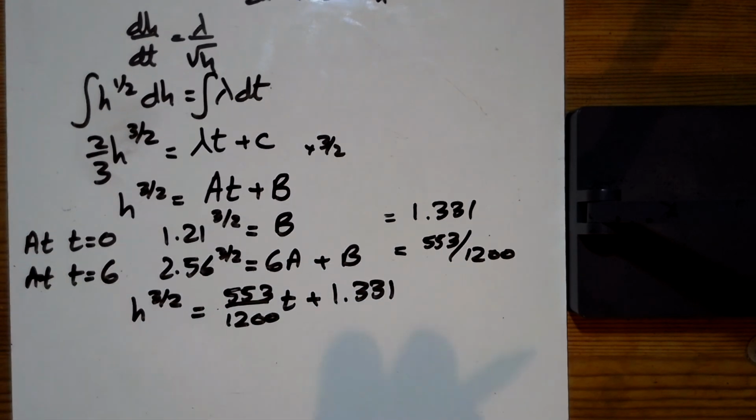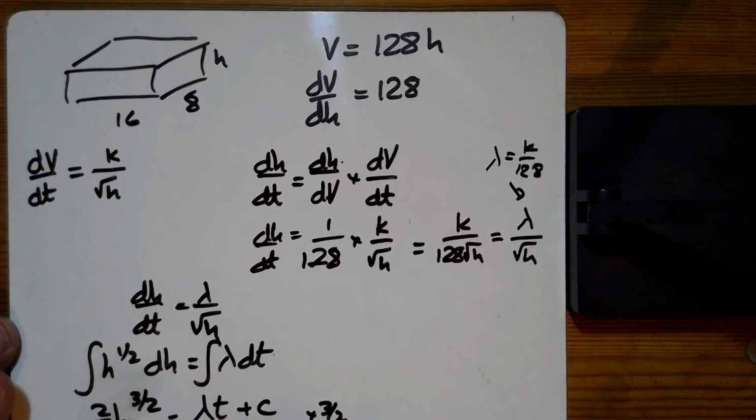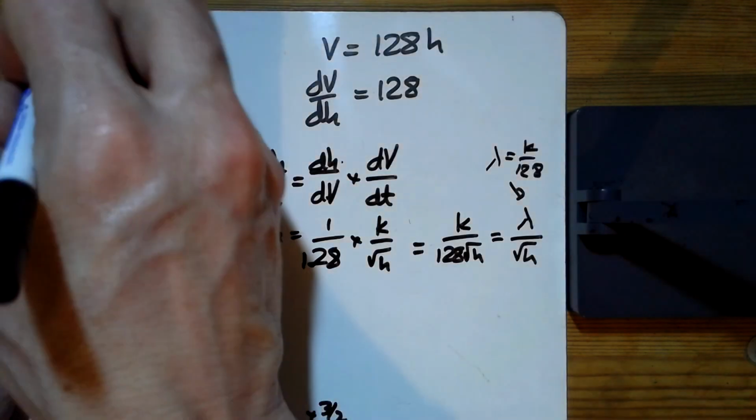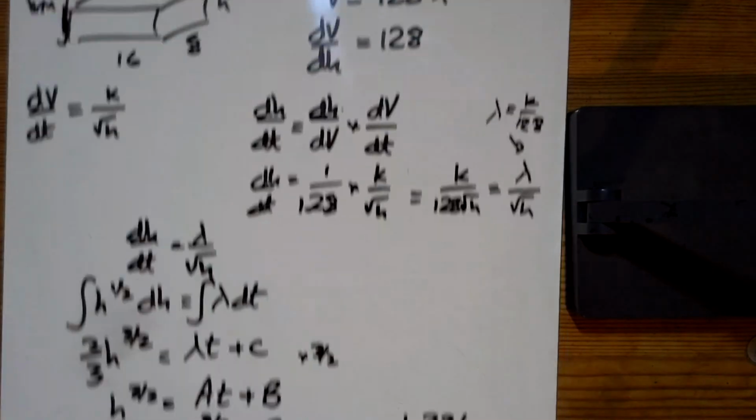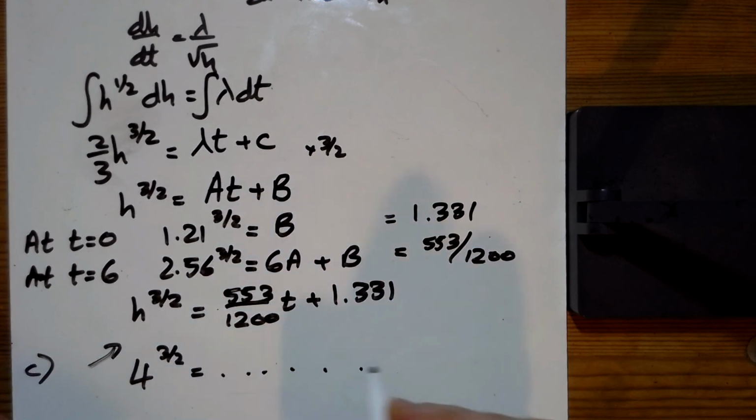The last part C says find out how long it takes to be completely full. Now, completely full this time, all the way up to there. This thing was actually 4 meters high this time. In the original test, it was 5 meters high. So I'm going to put a 4 in here. 4 to the power of 3 over 2 equals all of that.